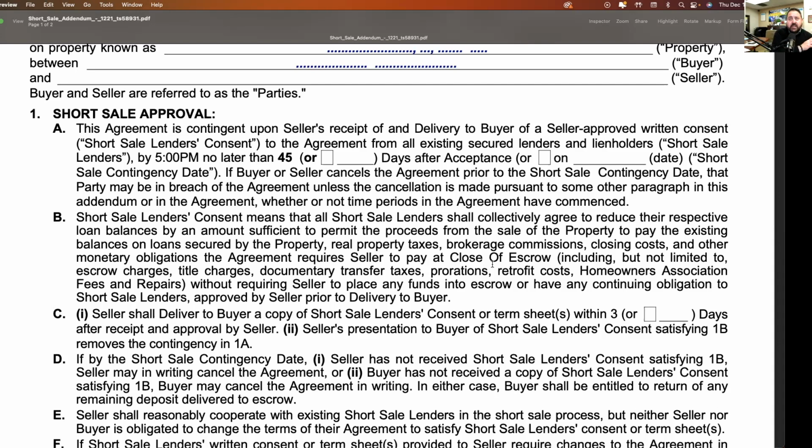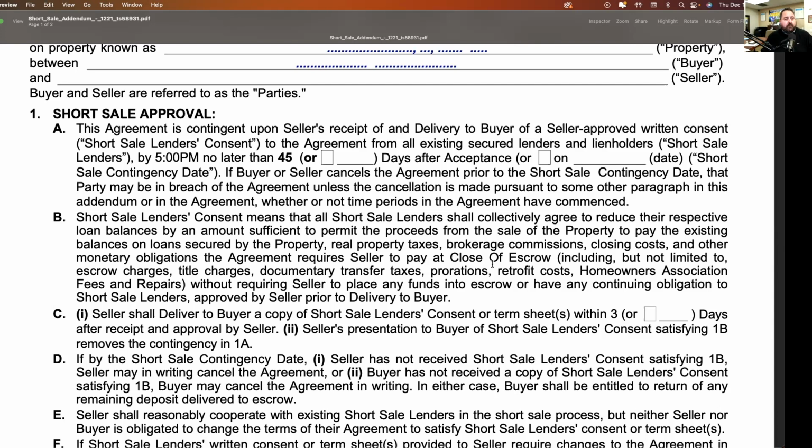Not the first trust deed holder, because they understand things go less than what they are. They don't want to have all those holding costs and the problems of foreclosing and taking on the property as part of their REO portfolio. It's the smaller lien holders that usually are the ones that kill short sales and stop them from happening. But you have to have everything approved, okay?